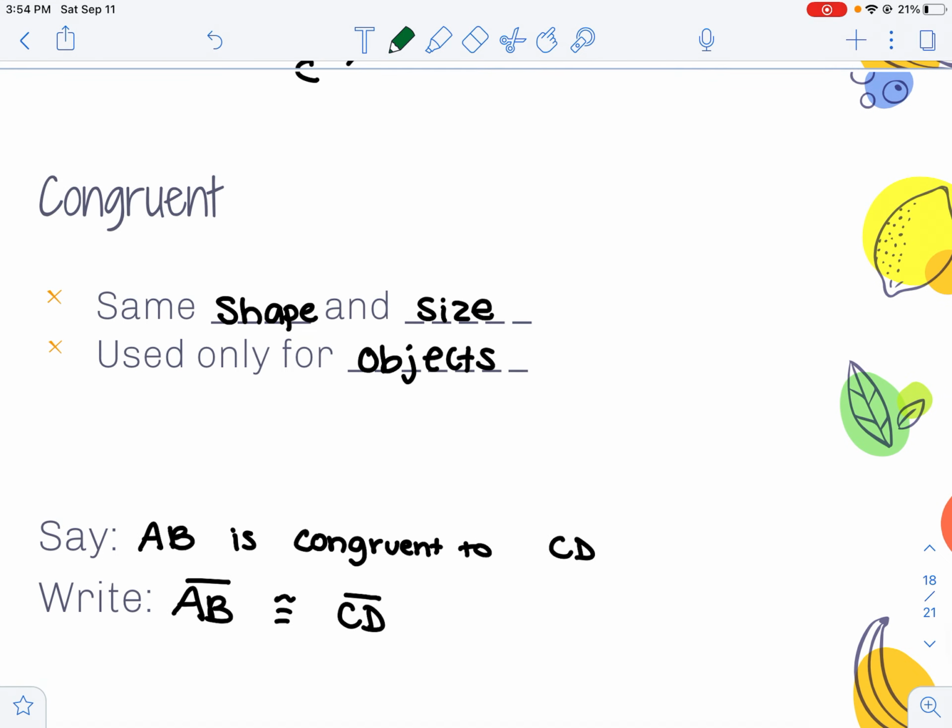Congruent means something that's the same shape and the same size, and we only use it for objects. So my right hand is congruent to my left hand. Triangles can be congruent to each other. Circles with the same radius will be congruent. And I can say something like AB is congruent to CD. AB is a line segment, so I had the little baby line segment up above and the congruent sign in between.